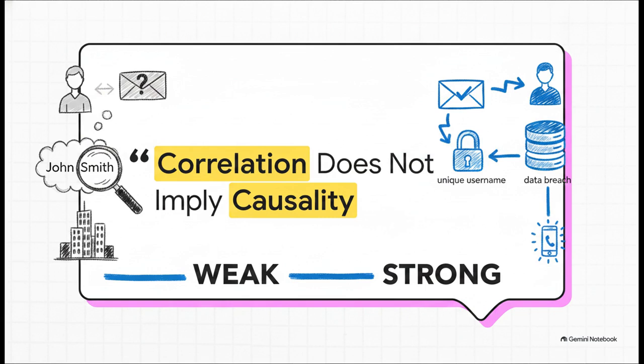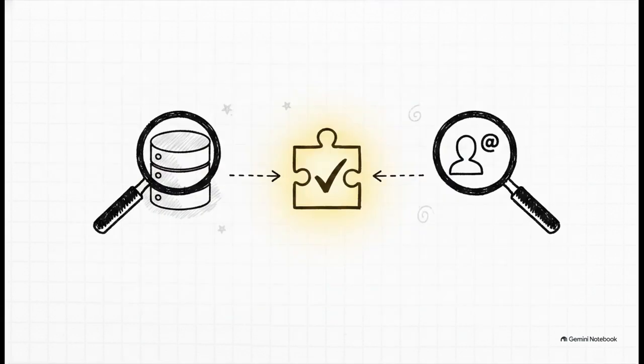Finding a John Smith who lives in the same city as your target, that's pretty weak evidence. But finding a John Smith who lives in that city, uses the exact unique username from your initial email address, and is listed in a data breach alongside your target's known phone number, now that is strong, highly actionable intelligence. Which brings us to the golden rule. Never rely on a single source of information. You must always corroborate with multiple independent sources.